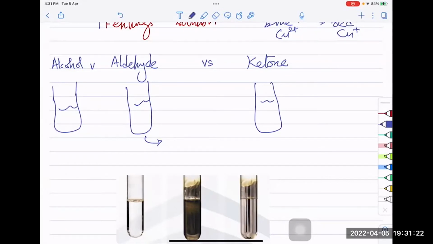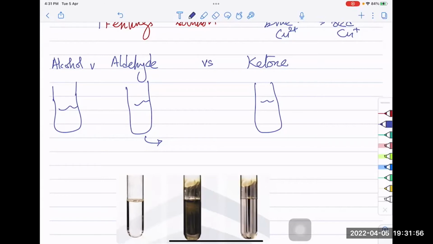But does that mean that if I give you a random thing, then you wouldn't be able to tell whether it's alcohol or ketone? Yes, sir. Because, sir, it wouldn't tell. Can we use a strong oxidizing agent? Sir, if we want to distinguish between alcohol and ketone, then can we use a strong oxidizing agent? Very good, very good.